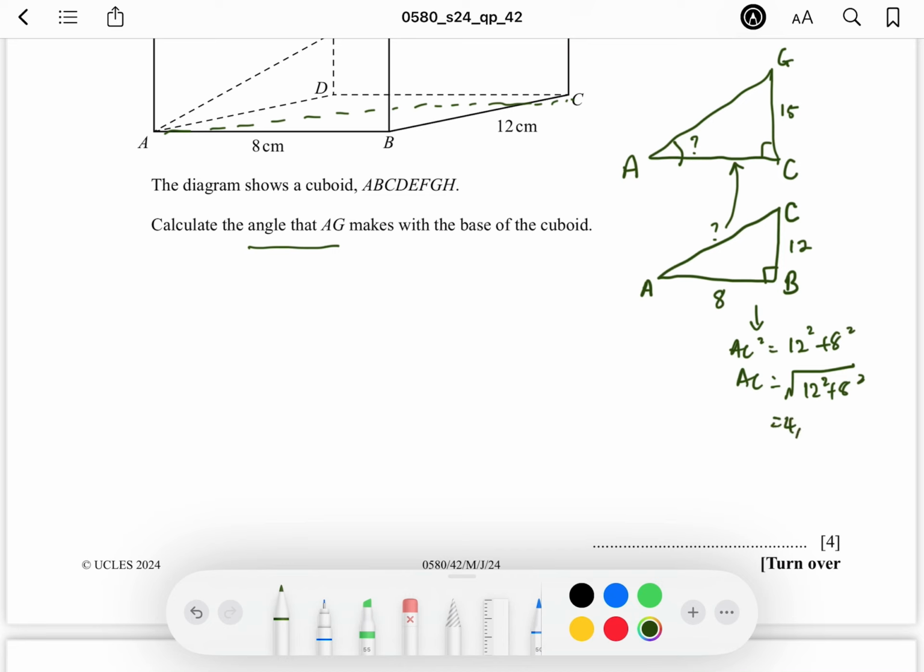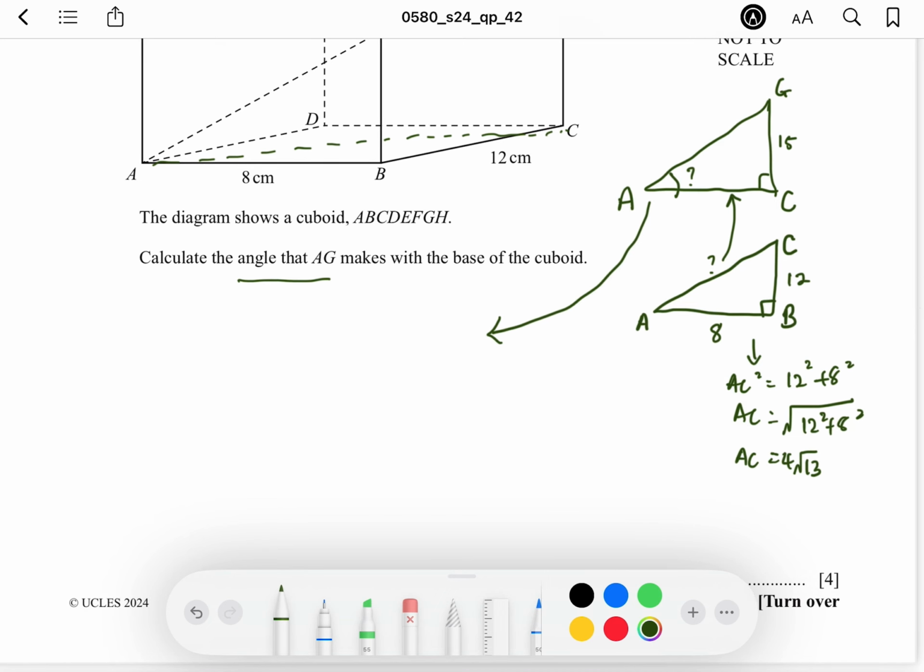Okay, your calculator should give something like this. Some calculators give you decimal, my calculator gives me this, it doesn't matter. Okay, you just put whatever it is. So my AC here is 4 root 13. That means for this one, what do I use? Which trig ratio can I use?